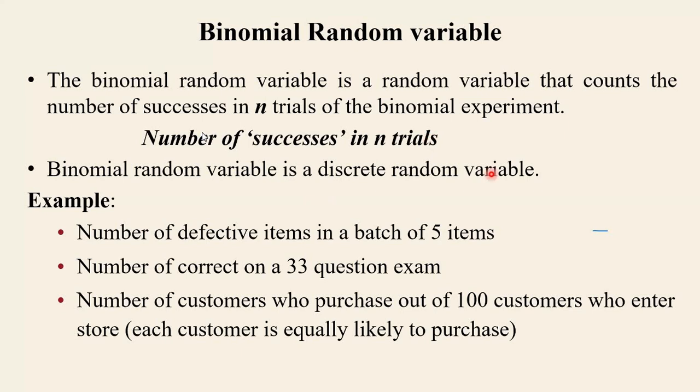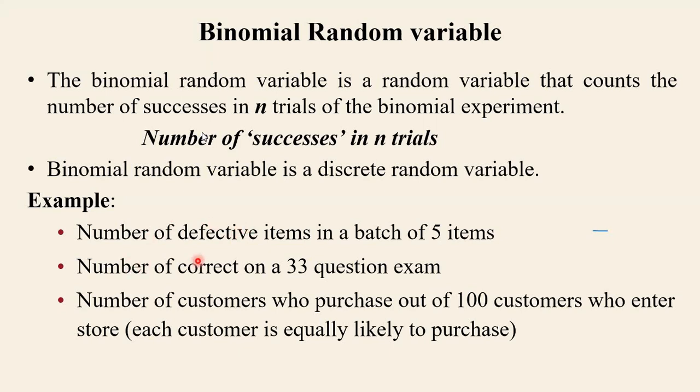So it is a discrete random variable, and the probability distribution created for this random variable is called a binomial probability distribution. For example, these are the examples for a binomial random variable. Number of defective items in a batch of 5 items. So here the number of trials is 5, the success outcome is defective and the failure outcome is non-defective.